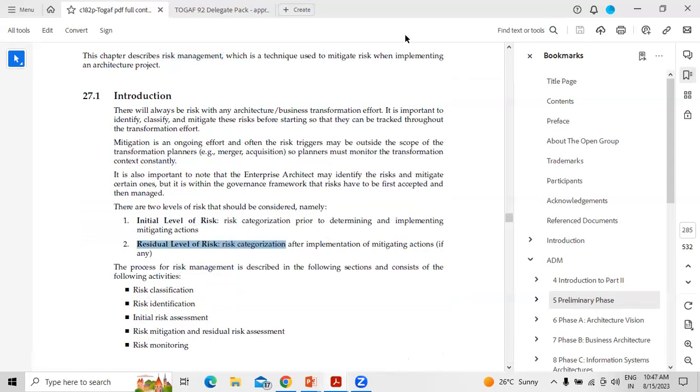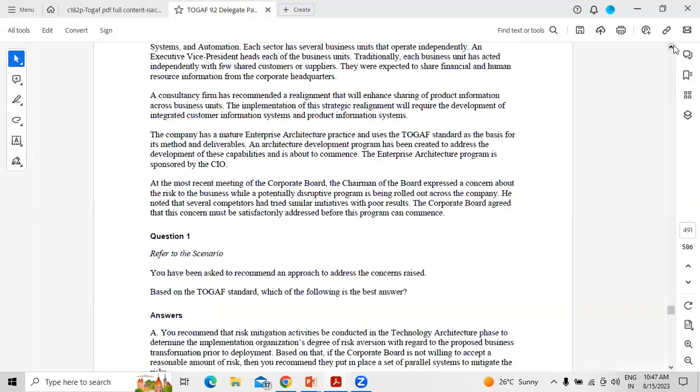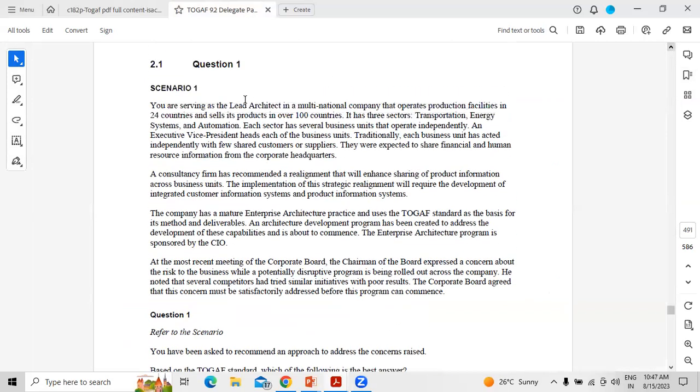Now, go back to the question. You know what the topic is. Think that it is a question of risk management, and try to solve it. Can you do it again? Yeah, please go ahead. Recommended that risk mitigation activity be conducted. So identification of the topic is very, very important. Yes, you recommend that technically.